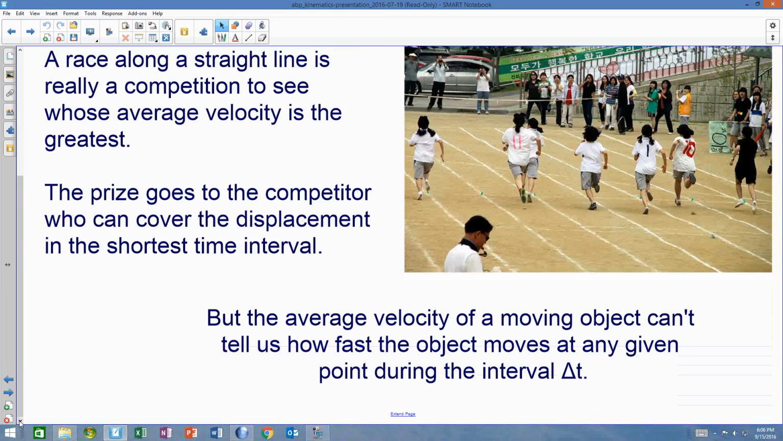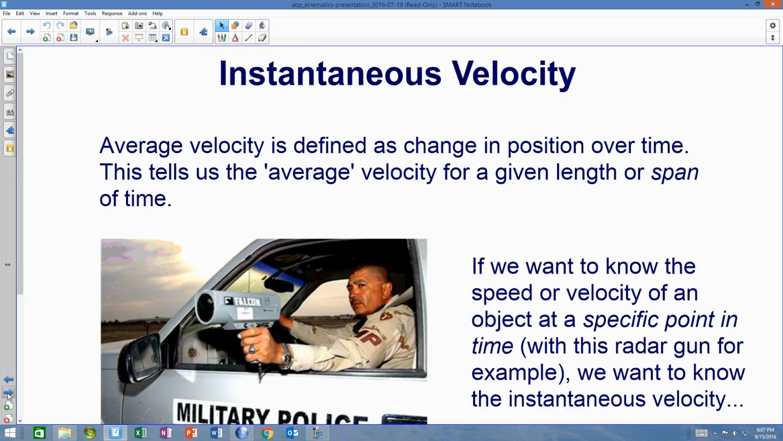But the average velocity of a moving object can't tell us how fast the object moves at any given point during the time interval delta t. Average velocity is defined as the change in position over the change in time. This tells us the average velocity for a given length or a span of time.